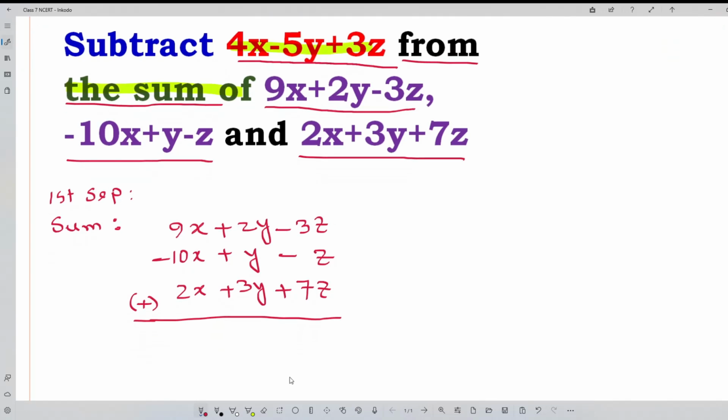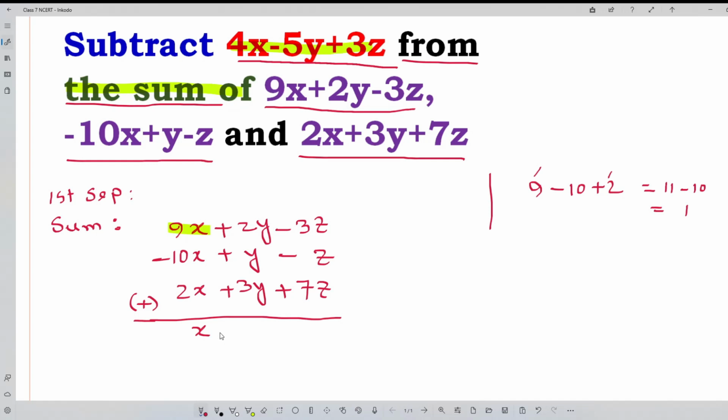So look, here is 9x. The coefficient of the x factor is 9. Here is 10, here is 2. So look, here is 9 minus 10 plus 2. So what will be the answer? The answer is 9 plus 2 means 11, minus 10. So the answer will be 1. So 1 means only x.